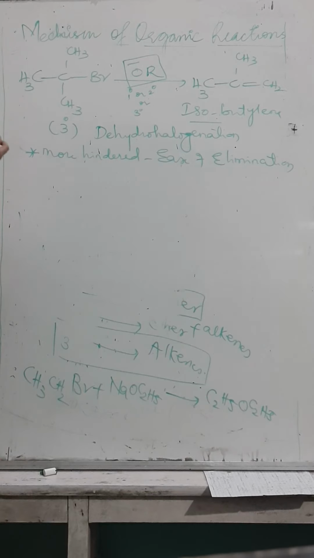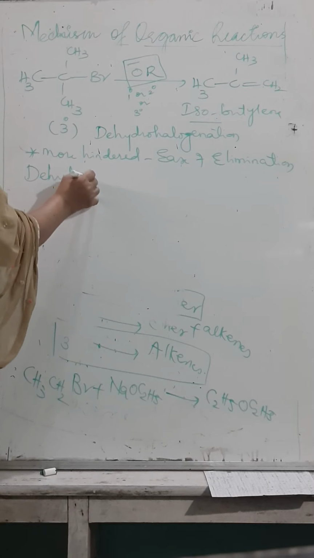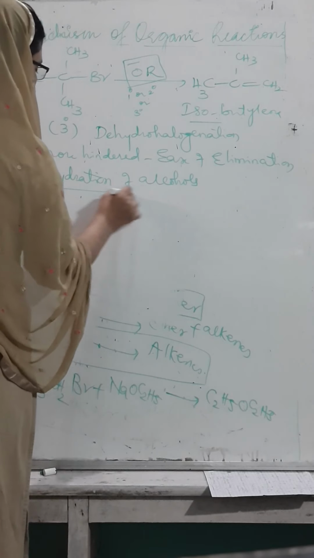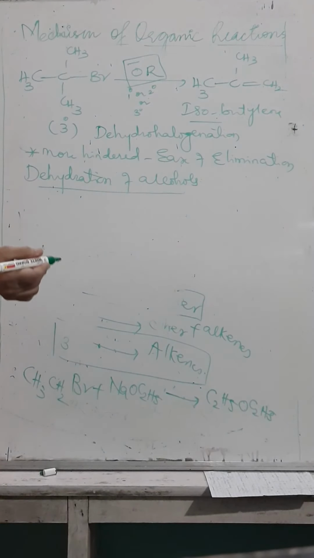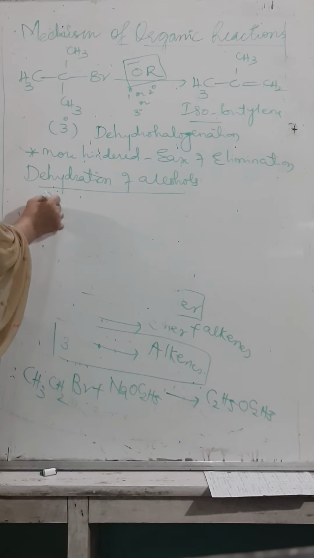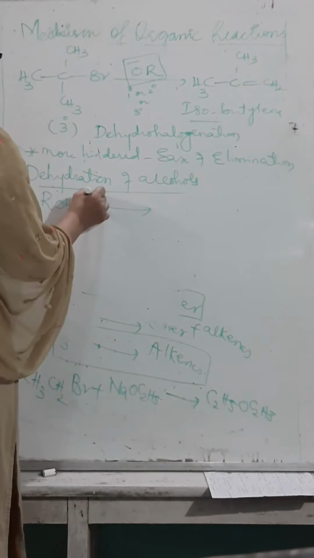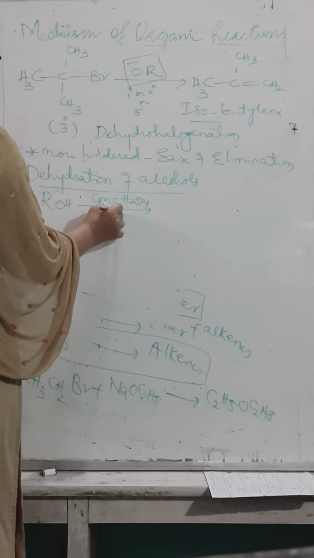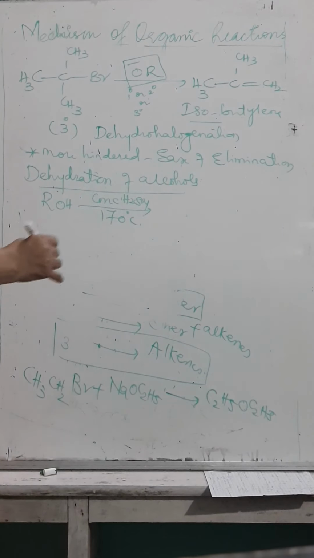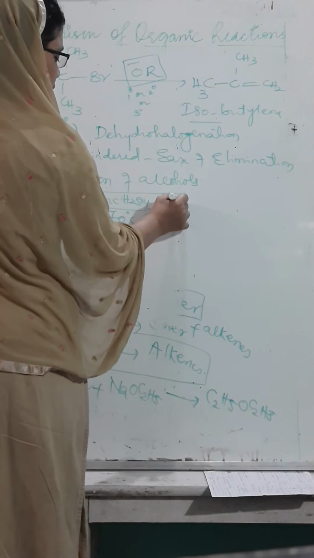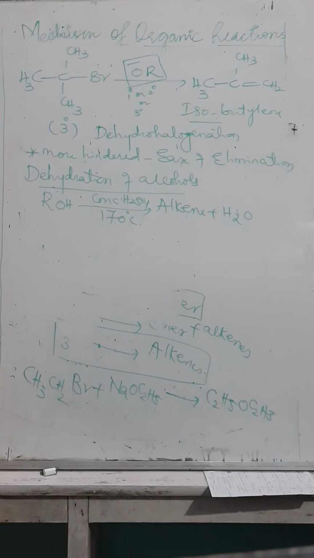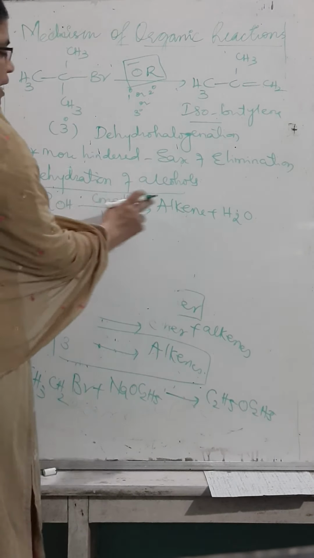Finished? The last example is related to dehydration of alcohols. An OH group linked to an open-chain hydrocarbon is called an alcohol, as we know very well. Alcohols heated with concentrated sulfuric acid at high temperature, around 170 degrees Celsius, undergo dehydration to give alkene along with water. That's why it is called a dehydration reaction.